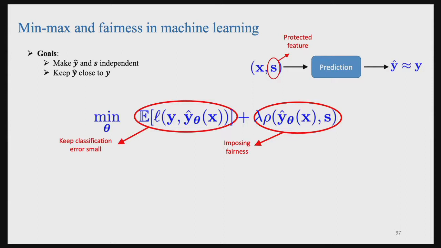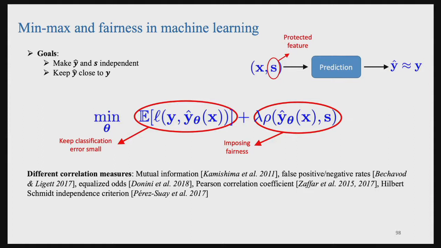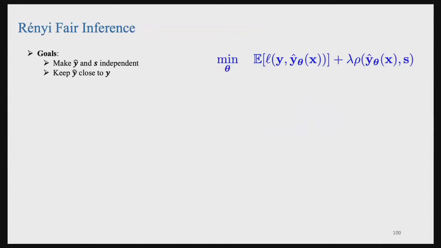And people use different correlation measures, such as mutual information, false positive/negative rate, equalized odds, Pearson correlation coefficient, HSIC; all of these were used in the past. We looked at them and noticed that they either do not have convergence guarantees, meaning the algorithm may not converge, or in many cases they cannot guarantee statistical independence. For example, if you try to minimize the linear correlation between the protected feature and output, you are only minimizing linear correlation. There might be other higher-order correlations that you are not capturing. Two random variables could be completely dependent, but the linear correlation between them could be zero. The only one that could guarantee statistical independence was mutual information, but they needed to approximate it with neural networks because it is very computationally inefficient.